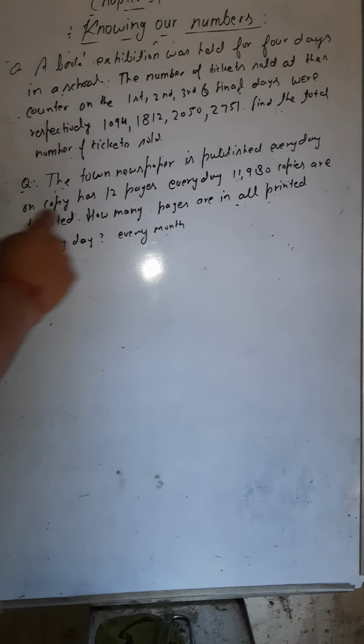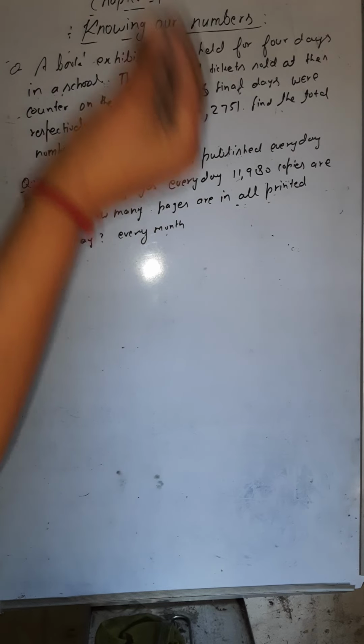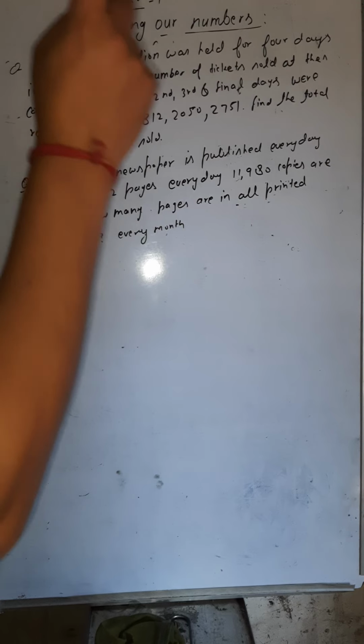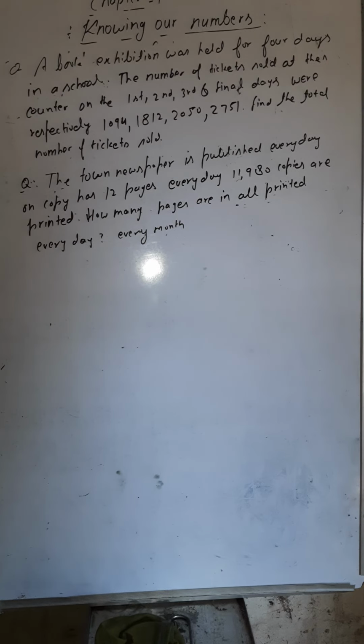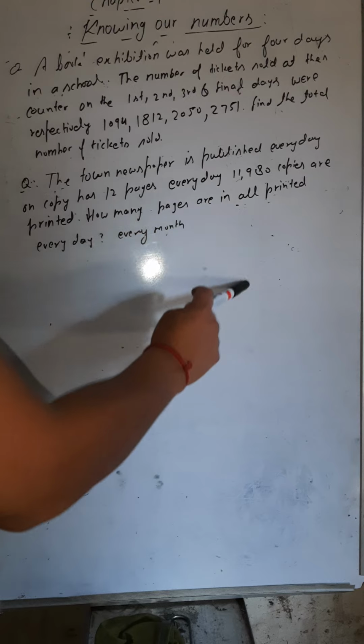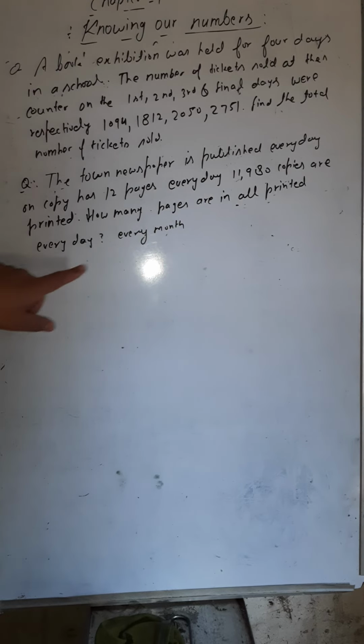But it is asking about 1 month also. So if you want to find out the pages of newspapers published in 1 month, at the last you'll multiply it by 30, because in 1 month there are 30 days. So how will the method be? First you write there: pages in one newspaper is equal to how many? 12.